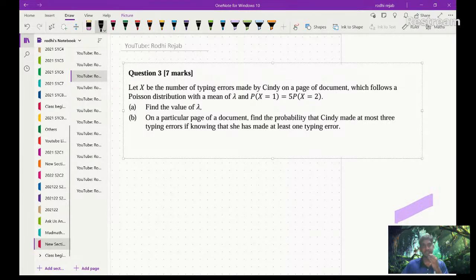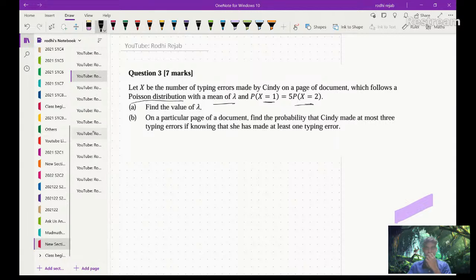Okay, so today I'm here to explain question number three. Question number three here is already stated. This is a Poisson distribution, and the information that is not given is the mean. We know the x value, and we know what to compare it with. So find the value of the mean.